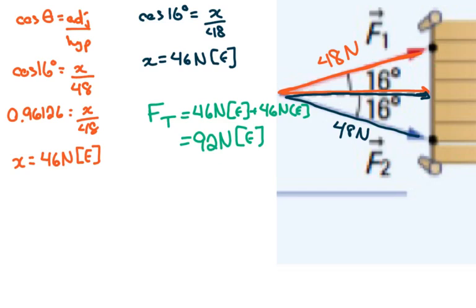Since this boat is not moving, the net force must be 0. In that case, the force of the wind must also be 92 newtons. However, the force of the wind is acting to the west.